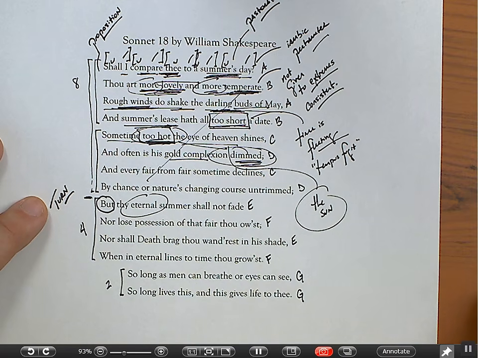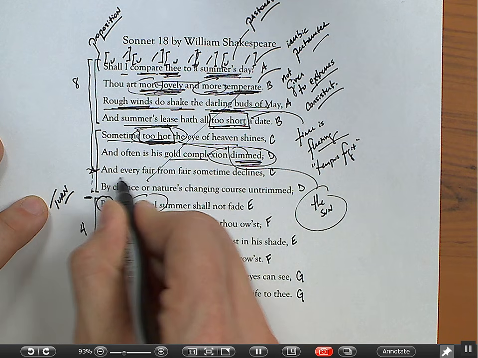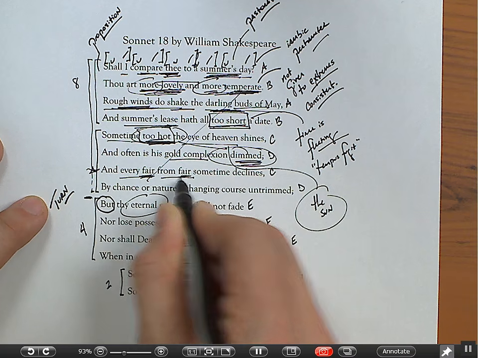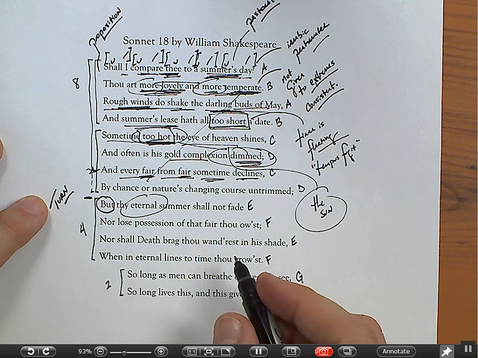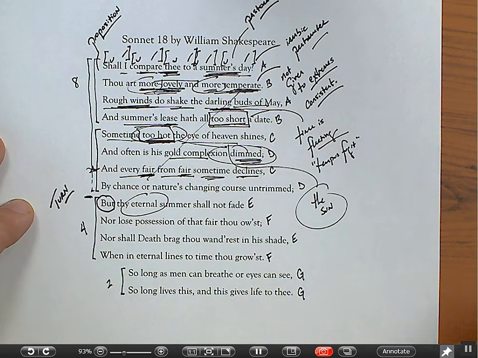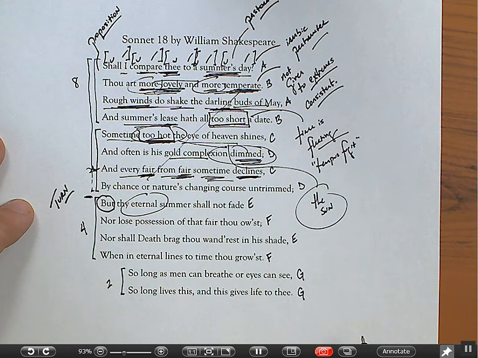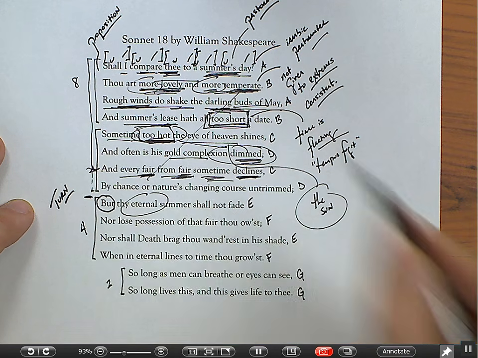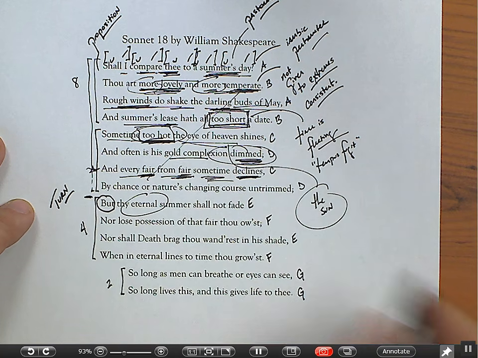And then he makes a quite intriguing statement here. Every fair from fair sometime declines. Meaning everything of beauty will at some point diminish in its beauty. Every fair thing from its fairness will decline. Summer's lease is too short. The sun shines too hotly, or it is too dimmed. Rough winds come and shake the darling buds of May.